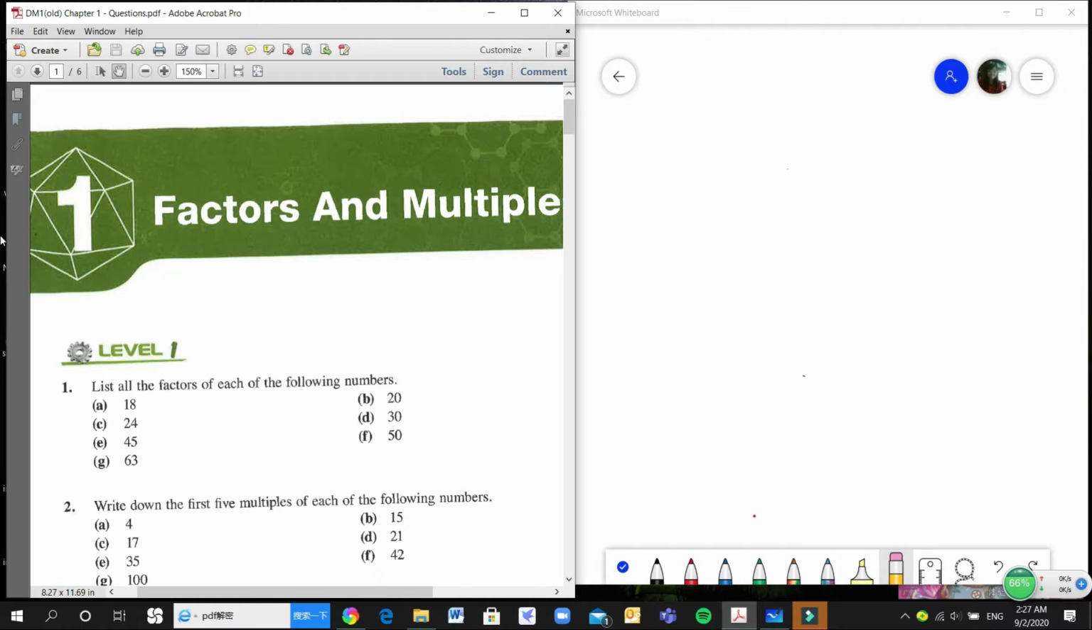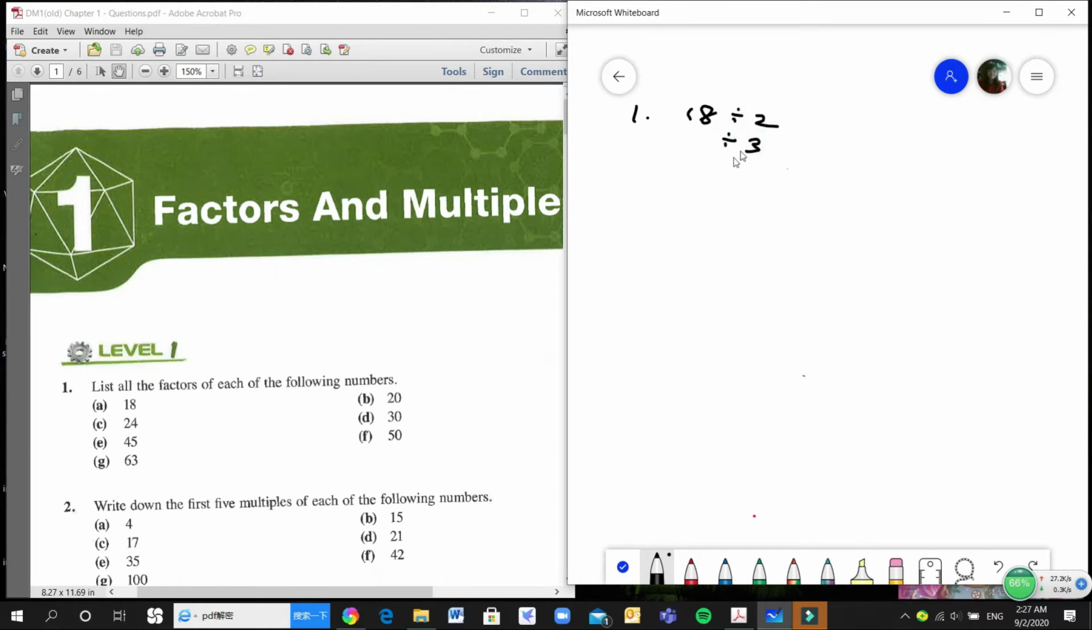So what is a factor? A factor is a number that those numbers can be divided by. For example, like 18. 18 can be divided by 2, 3, and maybe 6. So 2, 3, 6 here are the factors. If I want to save time to find the factors, I will suggest you start from 1.